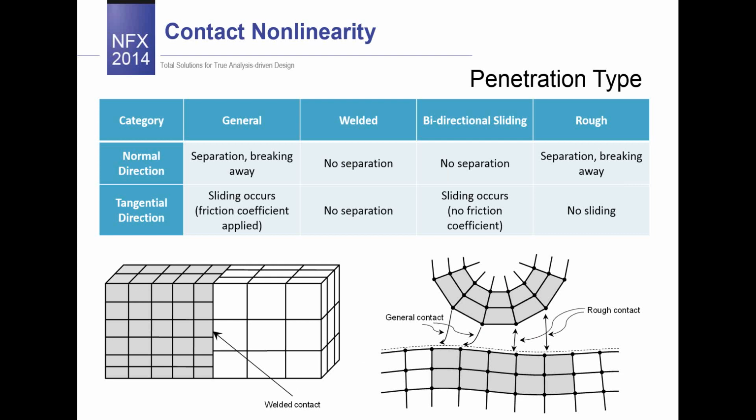The second type, welded: it is not possible to penetrate or separate the contacting elements. There is also no sliding. In the bidirectional model, the behavior is similar to welded, except that there is no friction and sliding can occur. Finally, roof, which is totally opposite to bidirectional sliding.